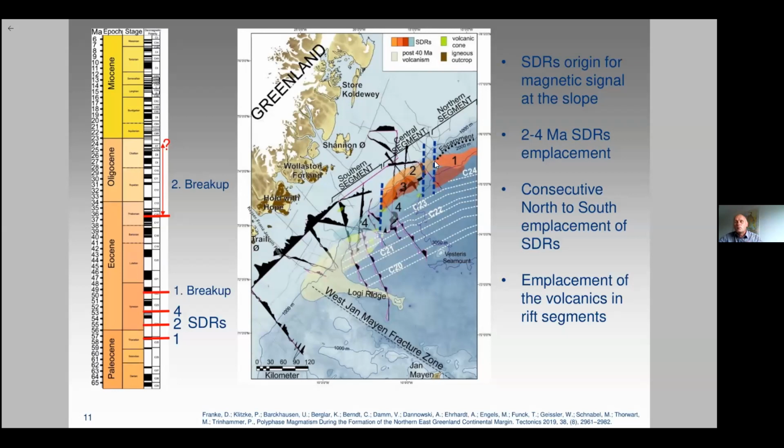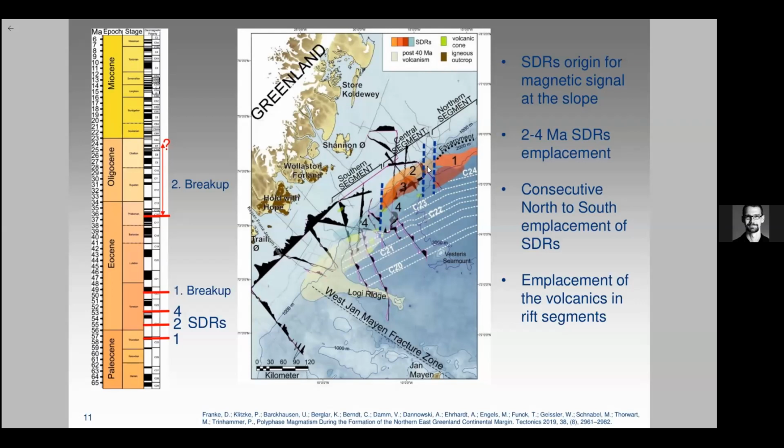So the rift obviously was segmented and the volcanism concentrated on the individual segments. And generally, those volcanics were emplaced from north to south here, similar to the pinch out of the seafloor spreading anomalies. So seafloor spreading also went from north to south here.